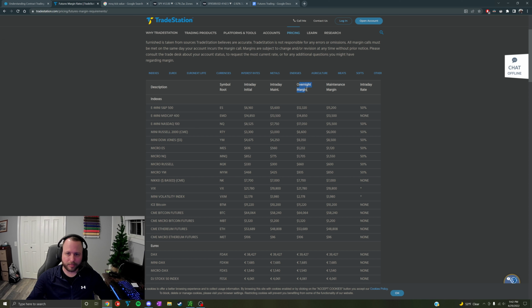Your overnight margin is the amount of money that you have to have in your account to hold this position overnight. As you can see, right now our initial margin rate is 50%, so it's about $1,200, and you get to hold this contract overnight.